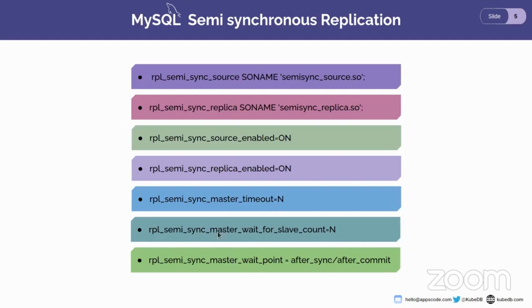And in semi-synchronous replication, you will be able to set the number of replicas you want to receive acknowledgements from, and that is defined by the variable semi-synchronous master wait for slave count. By default, the value is 1. The next variable we are going to talk about is semi-synchronous master wait point. This is the most crucial variable in semi-synchronous replication, which defines the difference between semi-synchronous replication and lossless semi-synchronous replication. Let me describe.